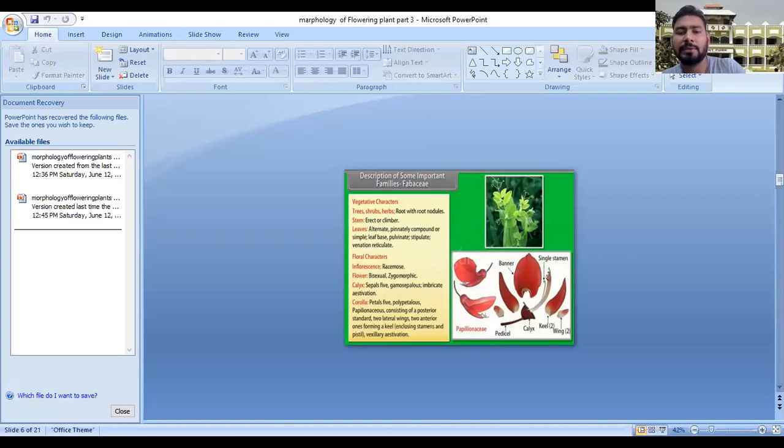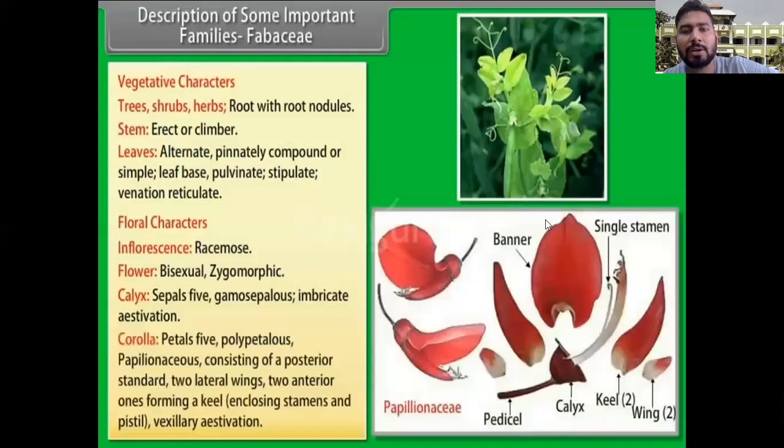Fabaceae, and Liliaceae. Clear? Three families they have given: Solanaceae, Fabaceae or Papilionaceae, and one more. That is the Solanaceae, Fabaceae, and Liliaceae. These three families have been given in your NCERT. I will discuss them. And yesterday I talked about the Brassicaceae, their floral formula and floral diagram, which are also given in your NCERT book.